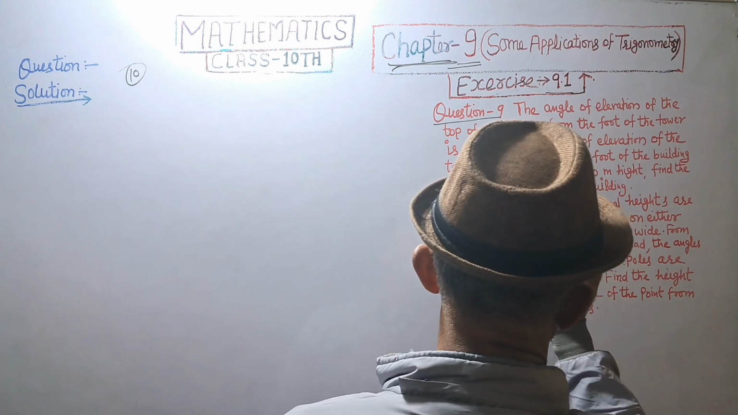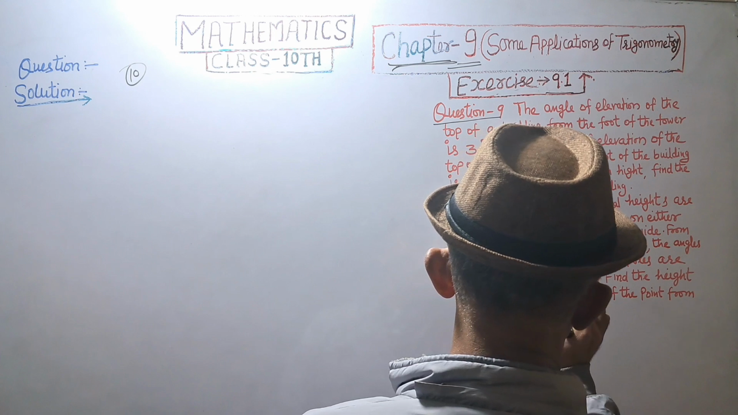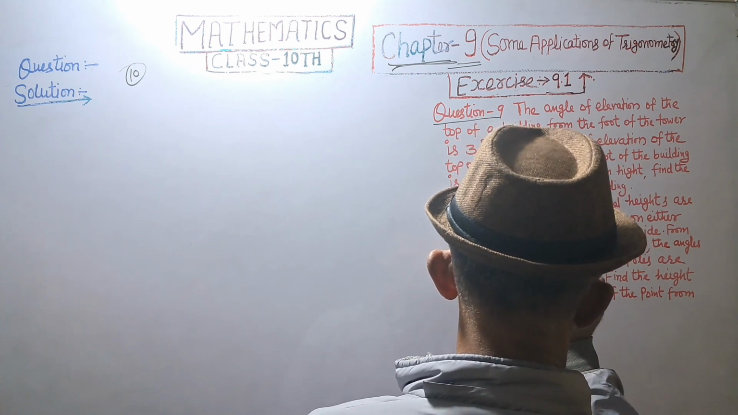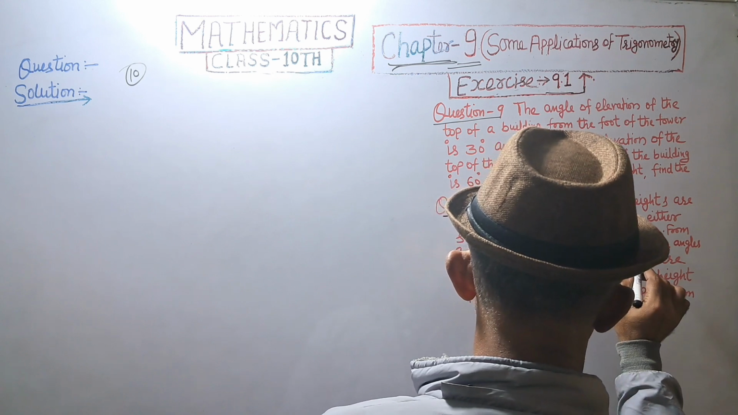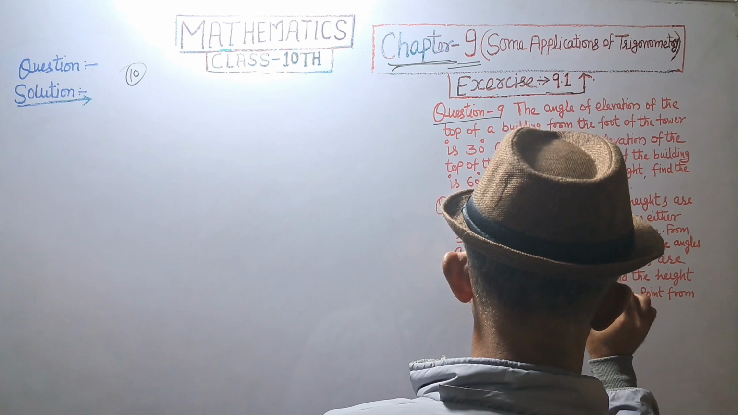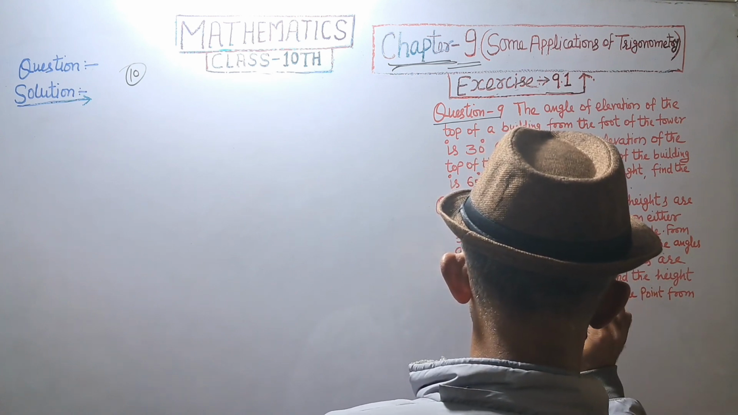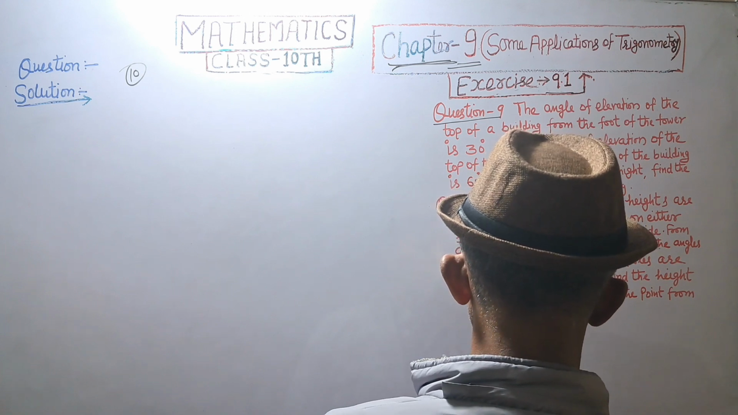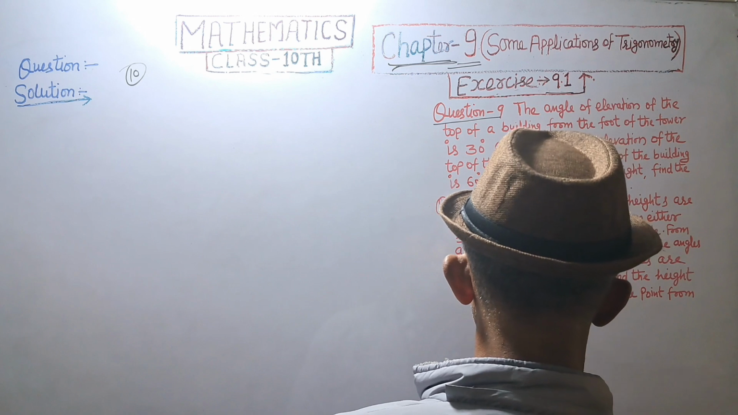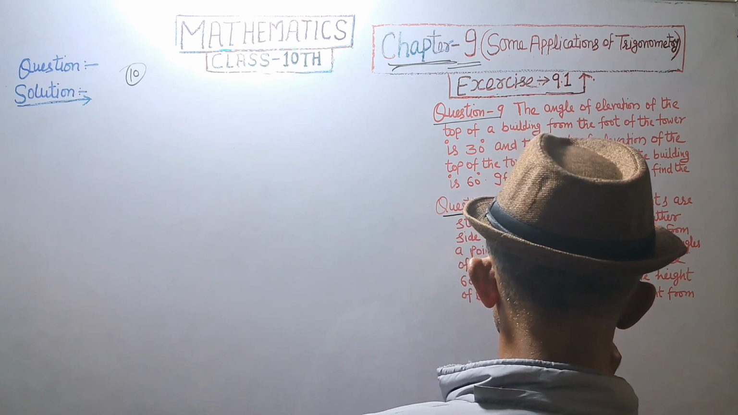Answer. Two poles of equal heights are standing opposite to each other on either side of the road, which is 80 meters wide. From a point between them on the road, the angles of elevation of the tops of the poles are 60 degrees and 30 degrees respectively. Find the height of the poles and the distance of the point from the poles.